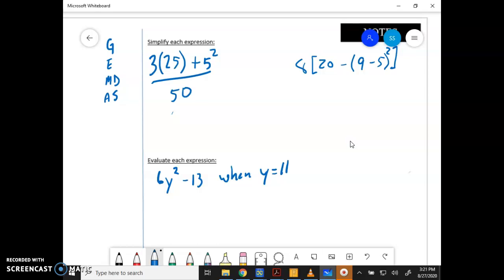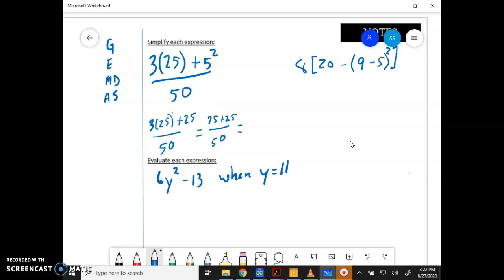Are there any exponents? Yep, there's this 5 squared. That's not 5 times 2, that's 5 times 5, remember from yesterday. So that is 25. I'm just going to update this problem here. I have 3 parentheses 25 plus 25 over 50. Now I have multiplication and addition. I need to multiply before I add. So I get 75 plus 25 over 50.